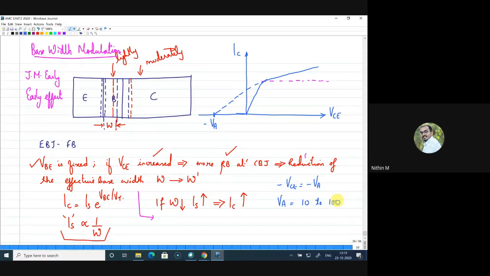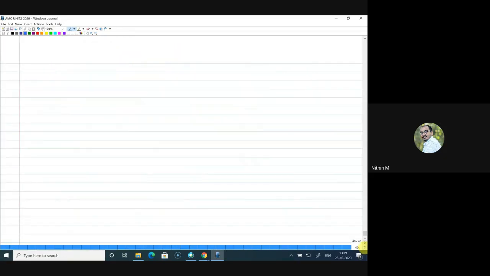Now you will be wondering, what is this VA? This VA is called the early voltage. It is obtained by extrapolating the graph; it is not a straightforward calculation. Now, how have we included this effect in the current of the MOSFET? If you remember, we wrote ID equal to ID SAT into 1 plus lambda VDS, or we wrote this as ID SAT into 1 plus VDS by VA.